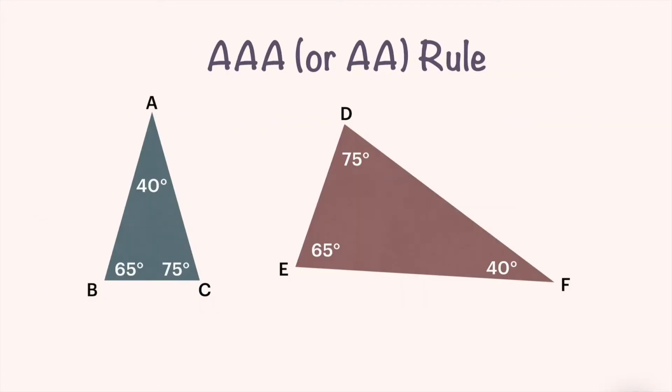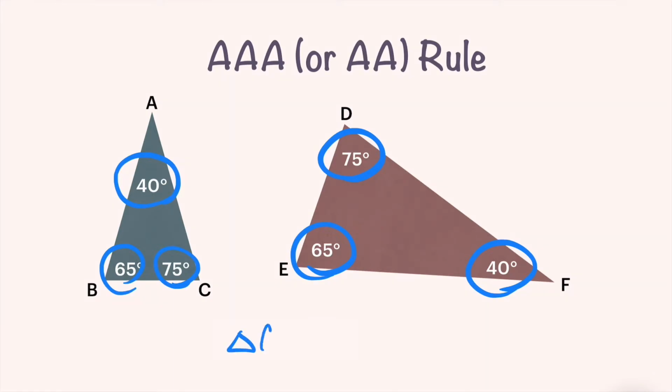This is an example of the AAA rule. Here we have two triangles and all three angles of the first triangle are the same as the three angles of the other triangle. You'll see that here we have 40 degrees and we have 40 degrees here. We have 65 and we have 65, 75 and 75. So all three angles of the triangles are the same. So therefore they have the same shape, meaning that they are similar triangles. In mathematical notation, this is written as triangle ABC is similar to triangle DEF.